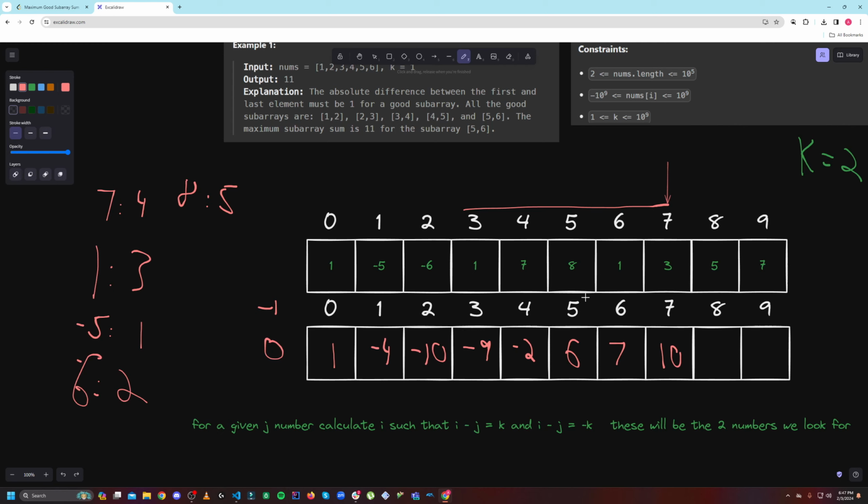Because this is all positive. Let's just double check this. So -9, -2, 6, 7, 10. So that part is right. Yeah, definitely doing something wrong here.